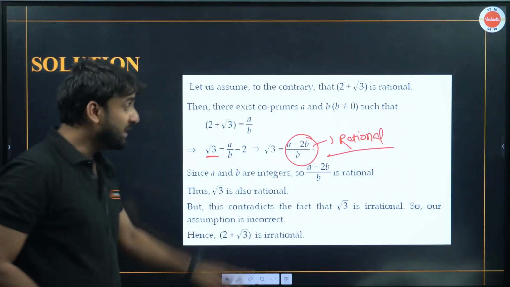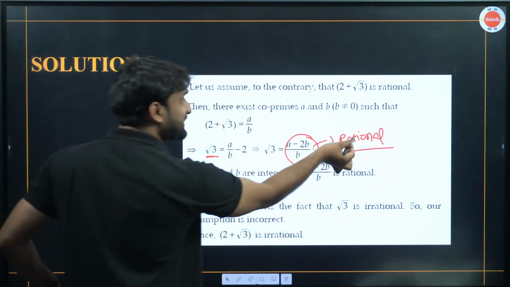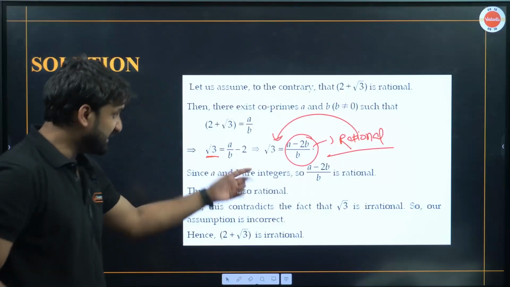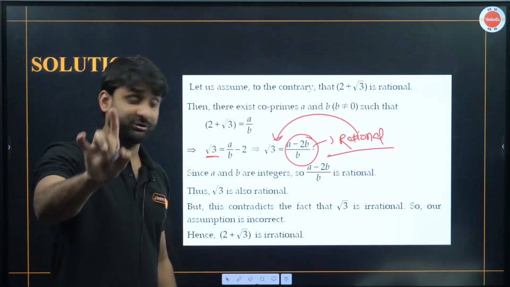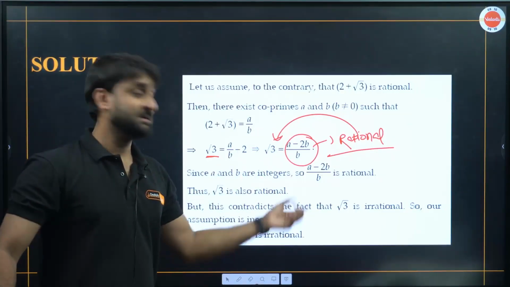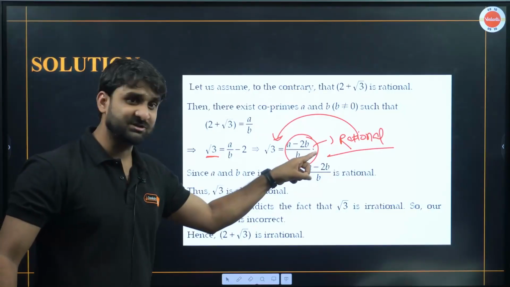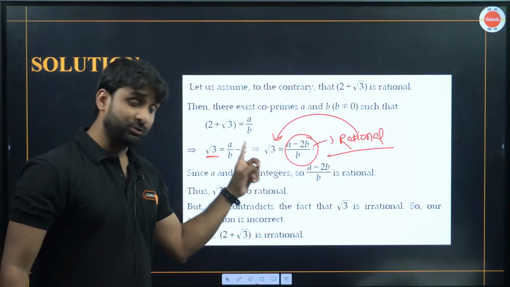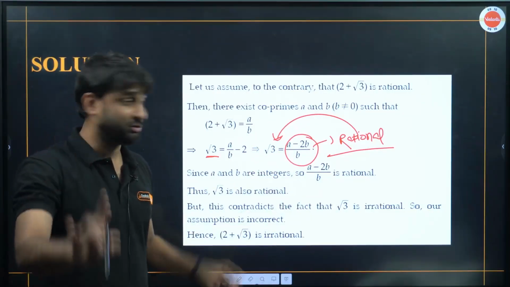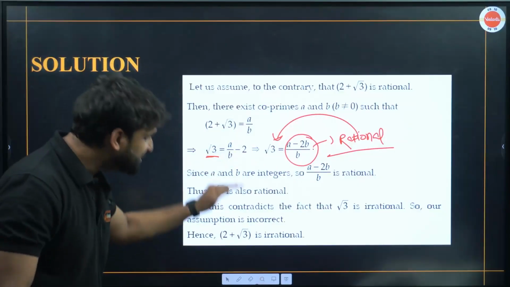This whole thing a minus 2b by b is the format of a rational number, so root 3 would have to be a rational number because both are equal to each other, which is not possible. Root 3 is an irrational number. So this is the contradiction.